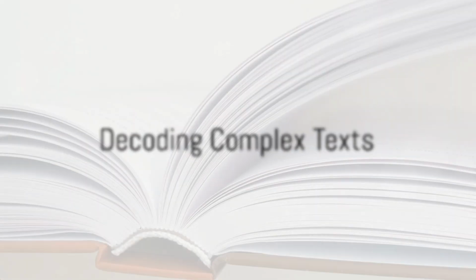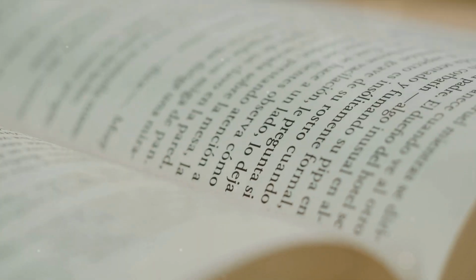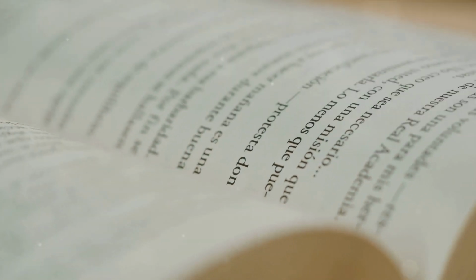Now that you've got the basics down, let's tackle those intimidating complex texts. Complex texts can often seem like a labyrinth of convoluted ideas and intricate language. But fear not. Just like a labyrinth, they can be navigated, and the key is knowing how to break them down. First, let's look at sentences.